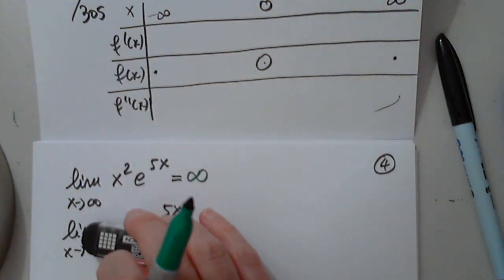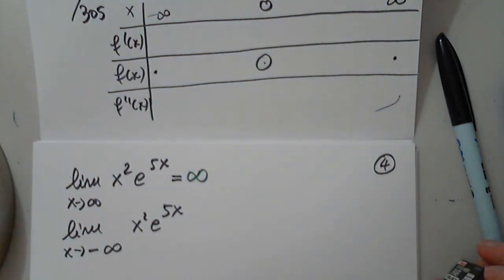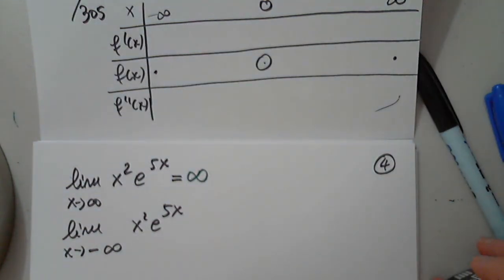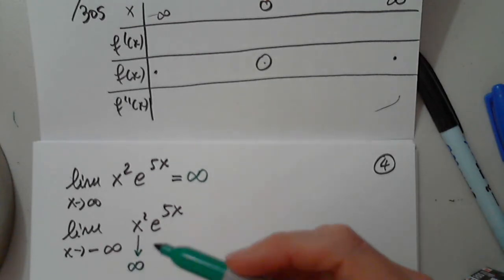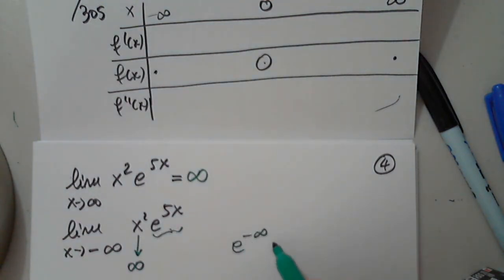So now let's talk about this one. Because this one is a little bit different. This piece approaches infinity. But this piece is e to negative infinity, which approaches 0. And we cannot conclude.